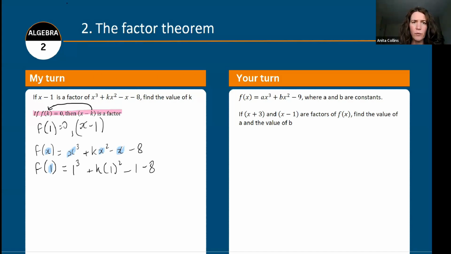And we know that if x minus 1 is a factor, then f of 1 is equal to 0. So this is f of 1, it should equal to 0. Let's do a bit of work. 1 plus k minus 1 minus 8 is equal to 0. The 1 minus 1 is gone. What am I trying to do? I'm trying to find k. Now look where I am. I have an equation with k, negative 8 added on the other side. There you go. K is 8.